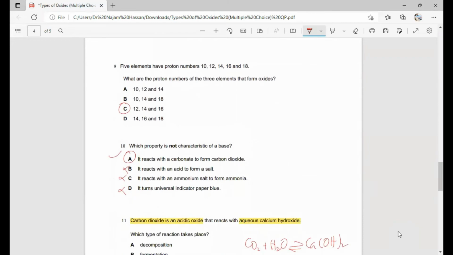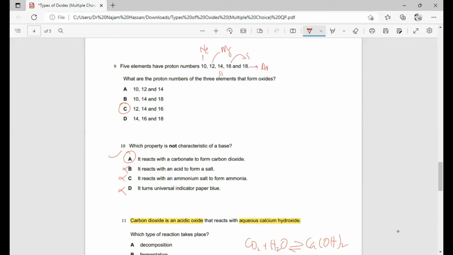Now, five elements have proton numbers 10, 12, 14, 16, and 18. So you can easily determine the names of the elements from the periodic table. Just like element number 10 is your noble gas, this is neon. And element number 12 is your Mg, magnesium. 14, this is silicon, Si. 16, this is sulfur. And 18, this is argon.